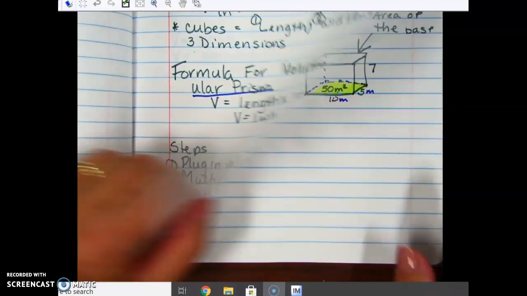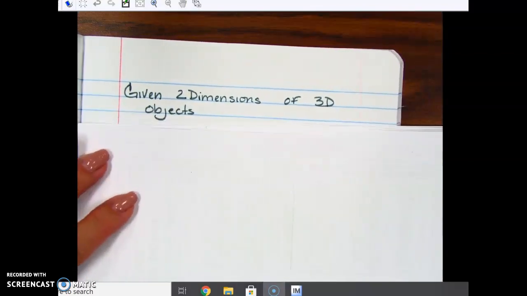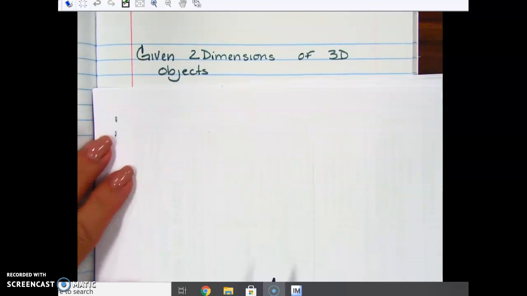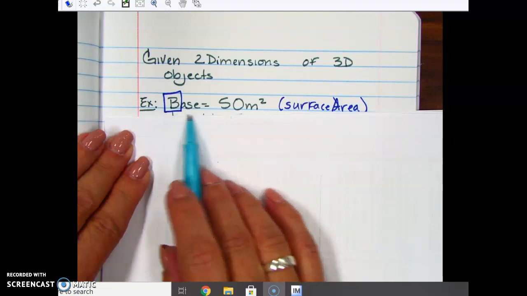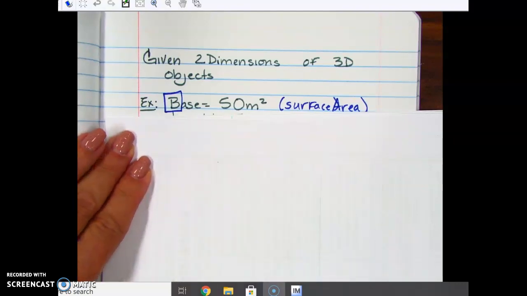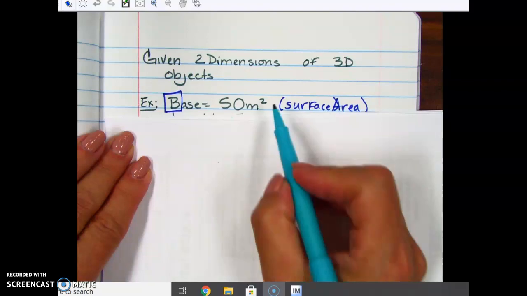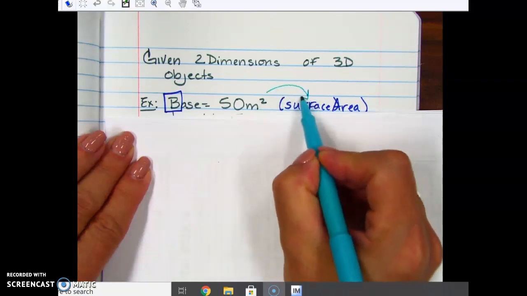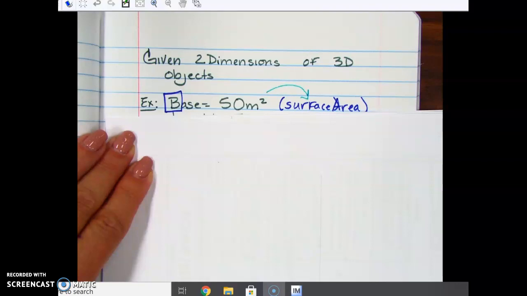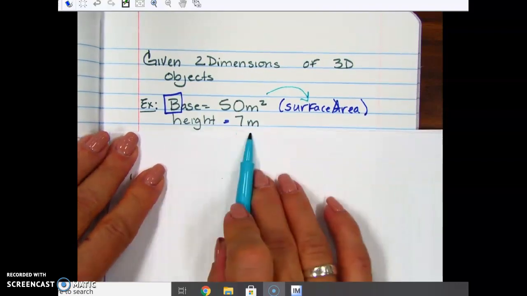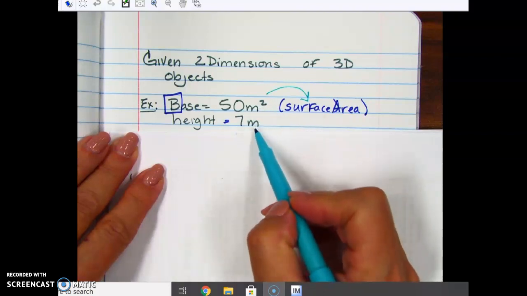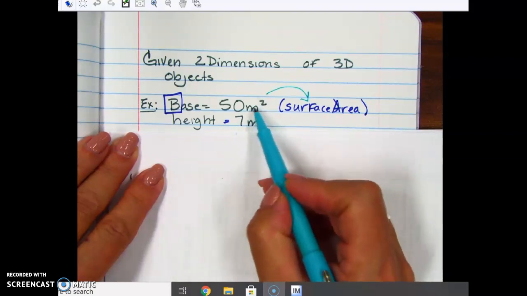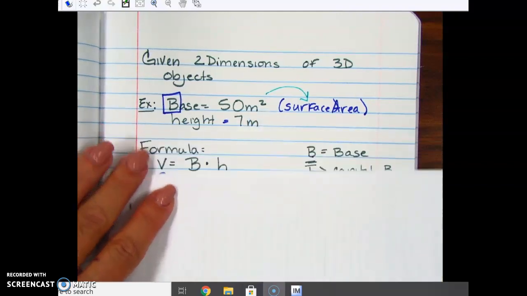Now let's take a look at something else. Sometimes you might be given 2 dimensions of a 3D object, but you have to be very careful with that, okay? So the example is the base is 50 meters squared. Wait, meters squared shows surface area, right? Square shows area. And then they give me the height of 7 meters. Well, that's 2, and that's the third dimension. There's 2 dimensions in here.